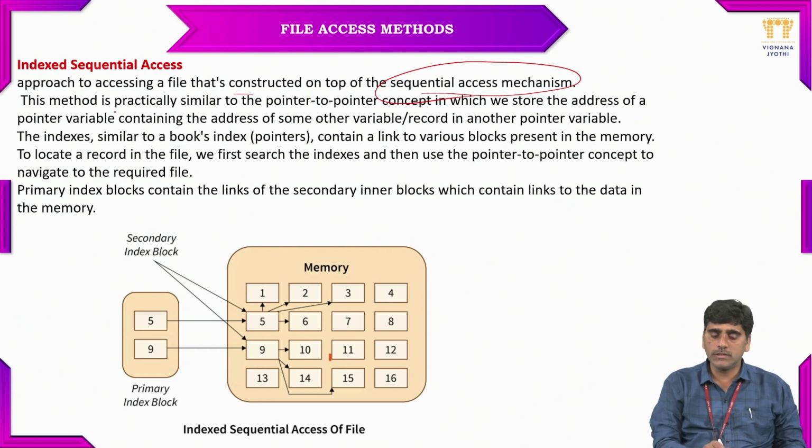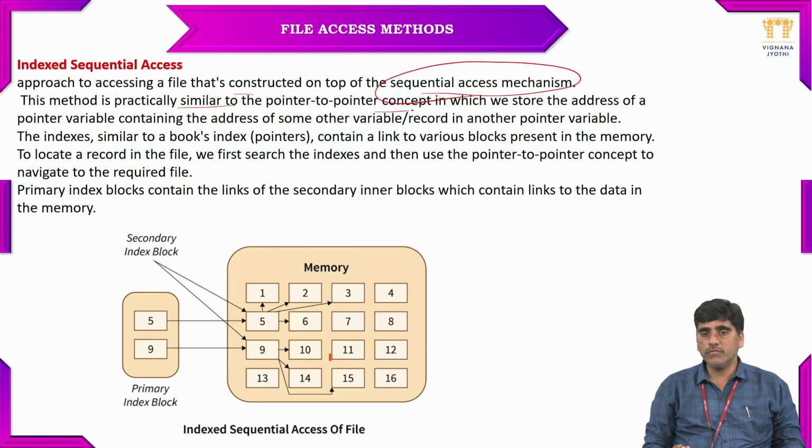So this method is practically similar to the pointer to pointer concept, in which we store the address of a pointer variable containing the address of some other variable or record in another pointer variable. So it always checks to identify the next location till the file has been found.